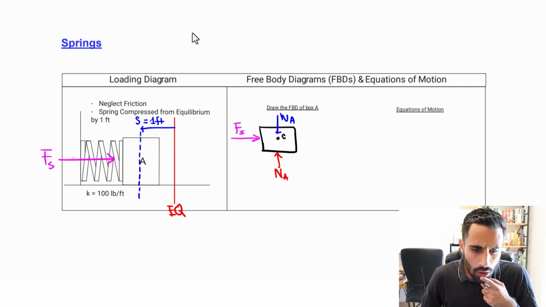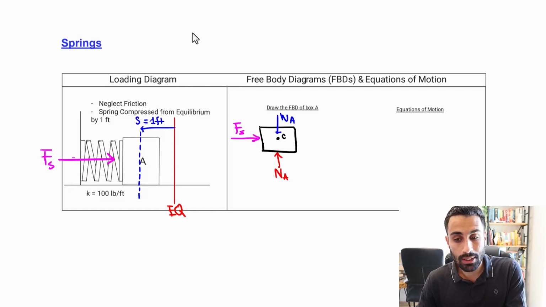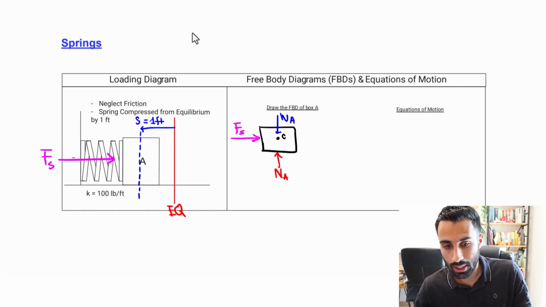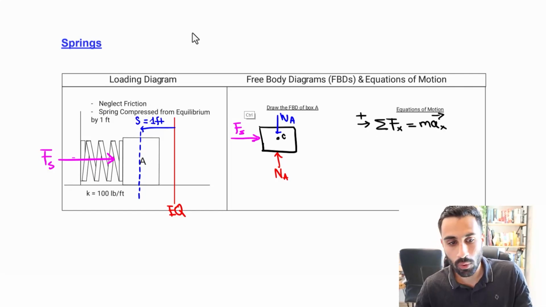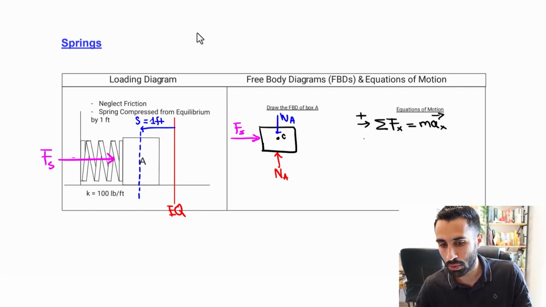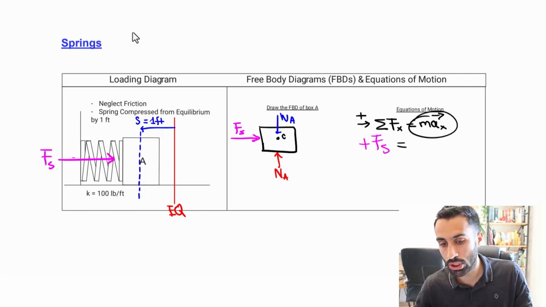And is that all? Neglect friction, so that saves us time. And that's what we do for this. That's the free body diagram, and what we would do is the equations of motion. So the sum of the forces in the x equals mass times acceleration in the x. Going to the right is positive. So the force in the x is the spring force, so positive force in the spring equals mass times acceleration in the x.